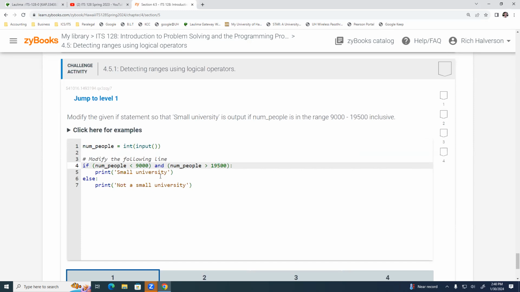This is crazy. Oh no, if it's less than 9,000 and greater than 1950, well, that's impossible. It's impossible for that to be true, right? Yeah, it's impossible. So anyway, I'm supposed to fix it, I guess. We want small university output if the number of people is in the range between 9,000 and 1950, inclusive.